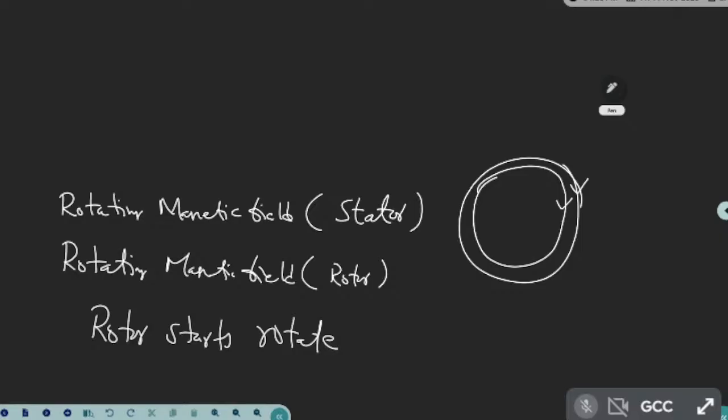DC generator, DC motor, AC generator, AC motor, that is induction motor, and alternator and transformer. EMF equation of the DC generator, EMF equation of the transformer, problems.